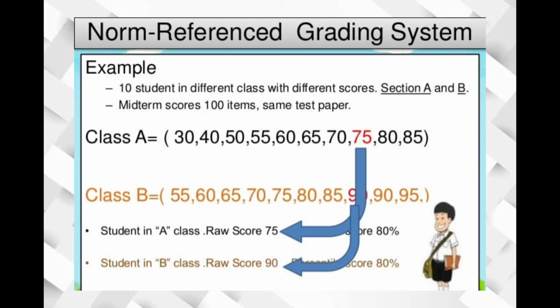Here is another example. 10 students in different classes with different scores, Section A and Section B. Midterm scores out of 100 items, same test paper. Here shows the dataset for Class A and Class B. A student in Class A has a raw score of 75. This refers to an 80% percentile rank. A student in Class B has a raw score of 90, which also has the percentile rank of 80%. So, as you can see, the percentile rank of the student differs depending on which class he or she belongs in.